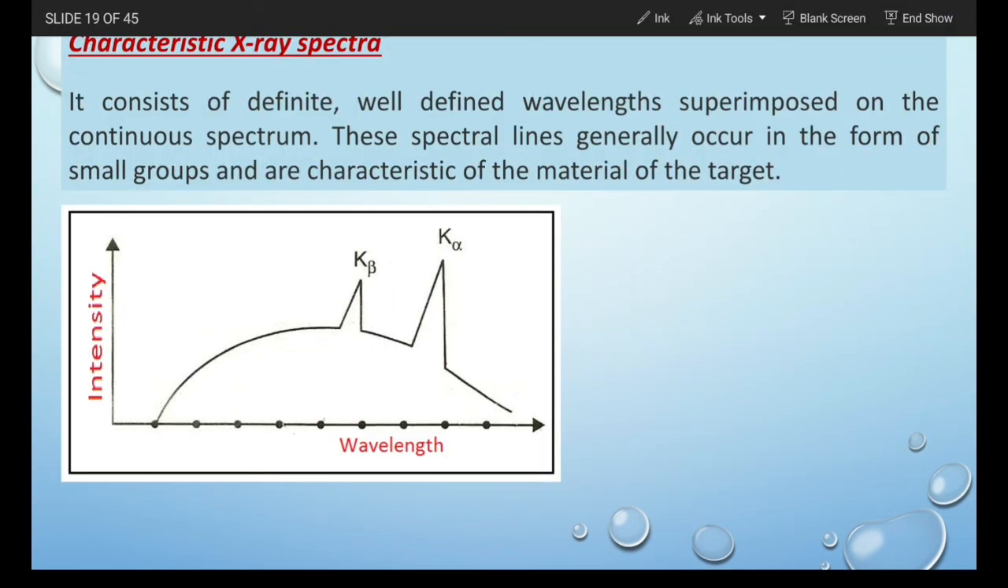Now coming to the other X-ray spectra, known as the characteristic X-ray spectra. You can see that it consists of some sharp intense peaks superimposed on the continuous X-ray spectra. These peaks are named K alpha, K beta, and L alpha, L beta, L gamma. This characteristic spectra solely depends on the nature of the target material.